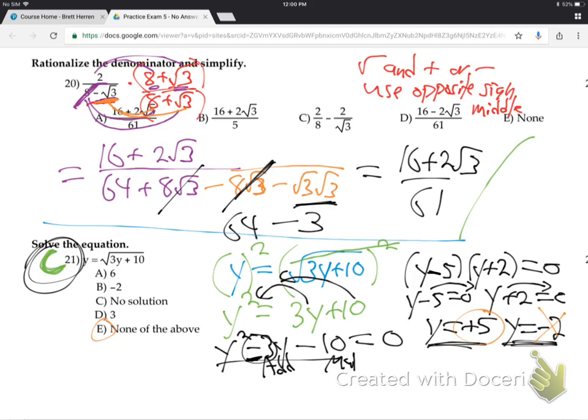I don't have time to check. You just need to plug them in. It works out, right? The 5 does, but the negative 2 doesn't. If neither of the answers checked, that's no solution. Right. If they're both bad, it's no solution. Right. It is none of the above.